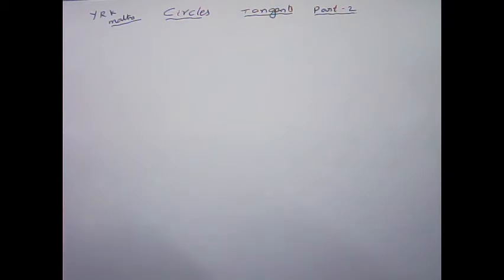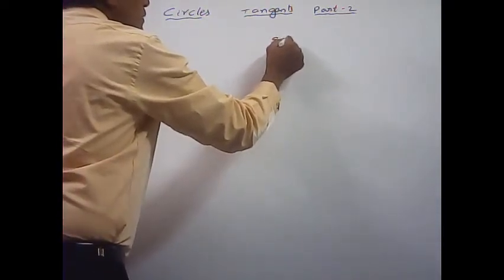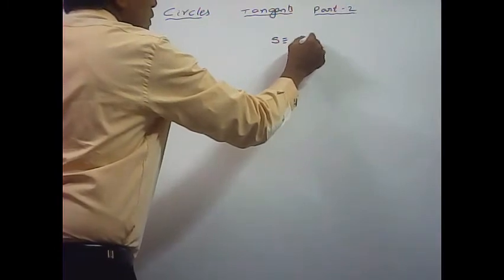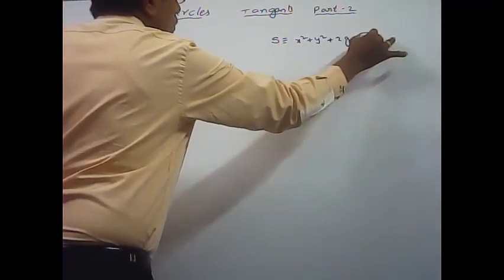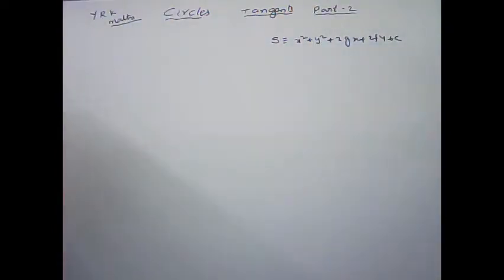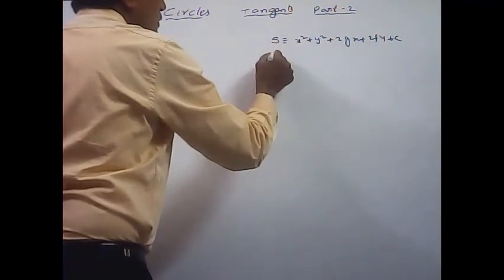So first, standard notations are there. Here these are very important. Here S, we are taking the equation of the circle only: x square plus y square plus 2gx plus 2fy plus c. Here S means x square plus y square plus 2gx plus 2fy plus c, the general form of the equation of the circle. S equals 0, this one equals to 0.